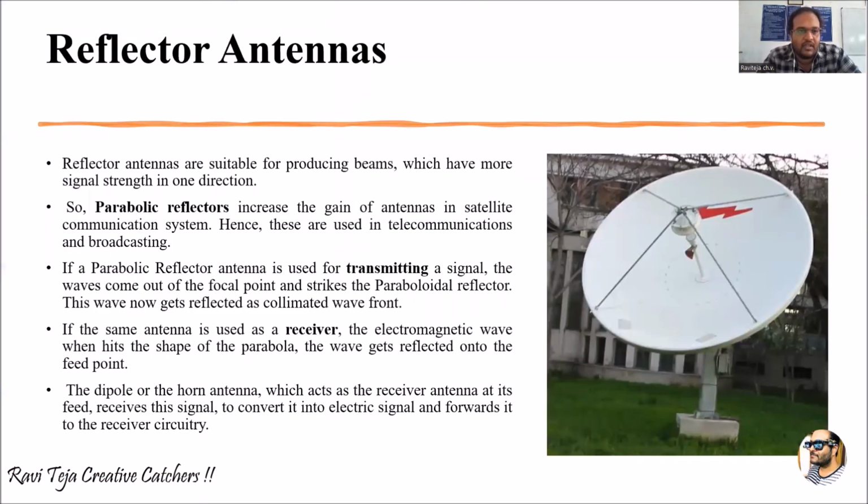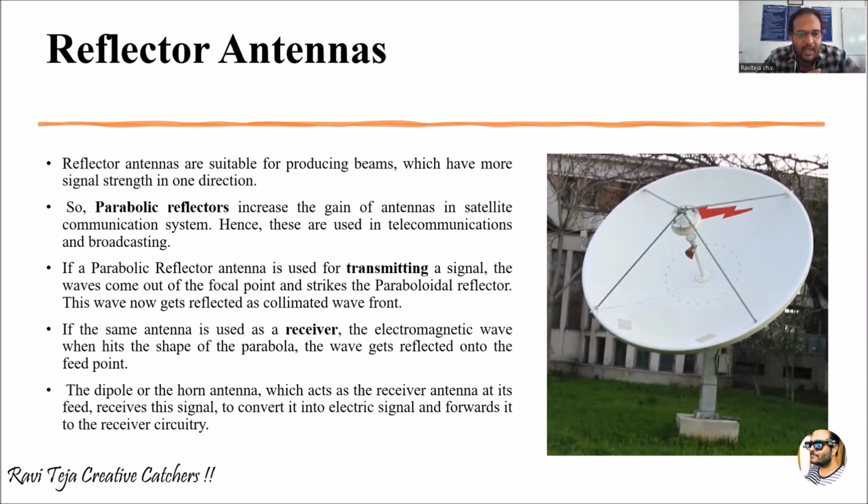Coming to the last one, the reflector antenna. This is the most popular and most widely used antenna. This reflector antenna is suitable for producing beams with more signal strength that can be transmitted in a single direction. The main advantage of using parabolic reflectors, or parabolic antennas, is to increase the gain of an antenna, especially in satellite communication systems. If you want point to point communication with good signal strength, the best way is to use a reflector antenna or parabolic antenna.